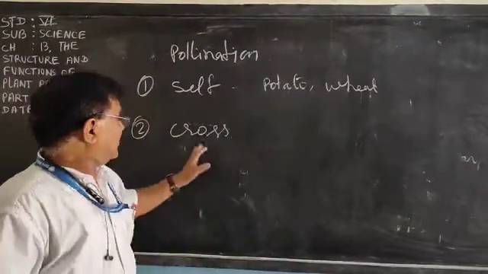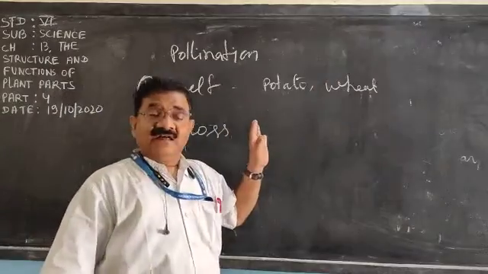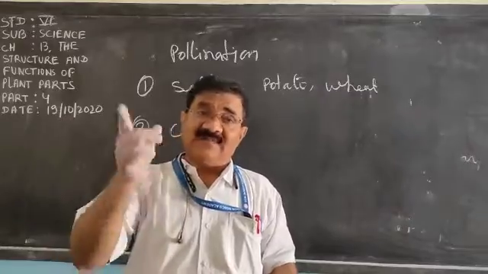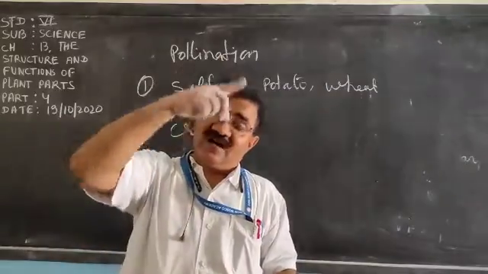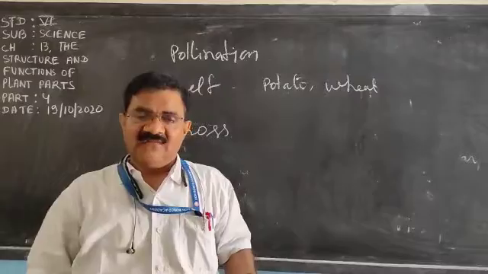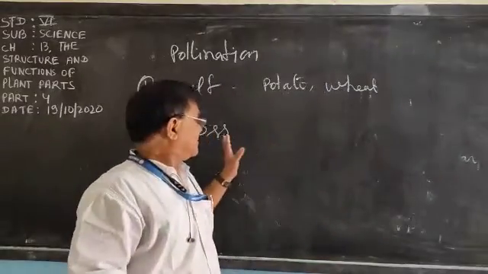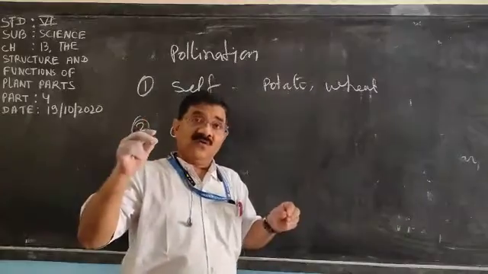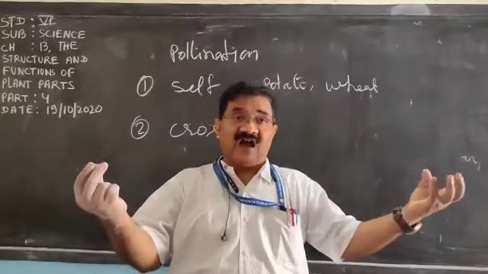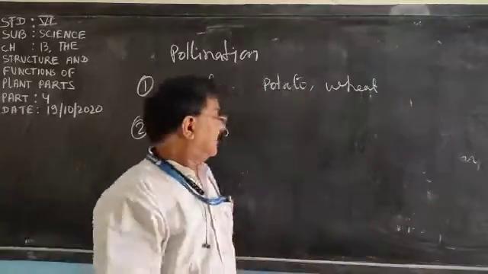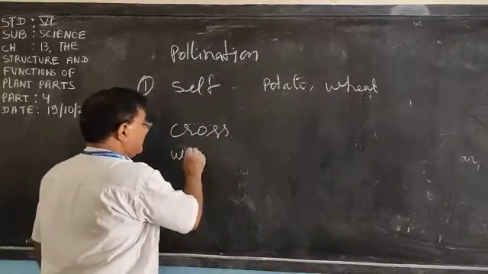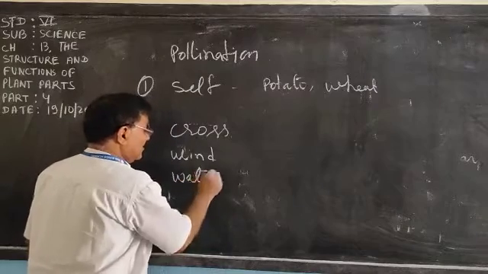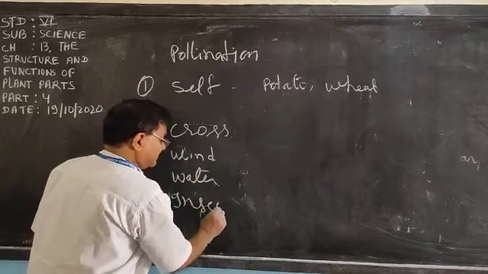Now, cross-pollination: transfer of pollen grain from the anther to the stigma of the same type of flower, but of another flower. The flower is far from the other. Then that is called cross-pollination. Here one flower is here and the other is there, so how will the pollen grain go? It will go either by wind, or by water, or by insects.